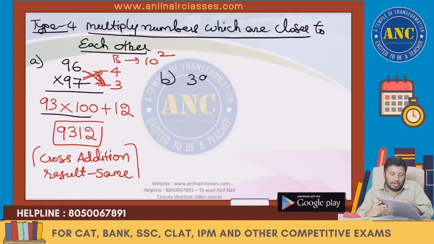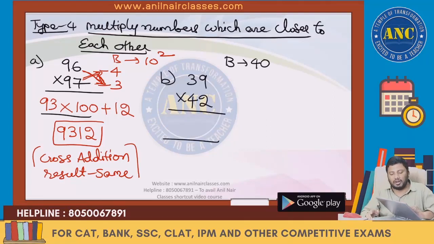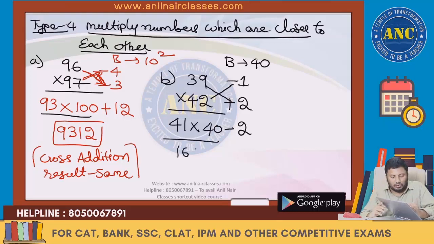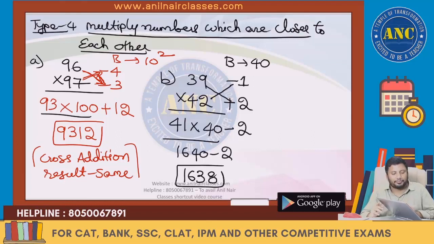Next one, 39 into 42. Both numbers are nearer to a multiple of 10, which is 40. 39 is 1 less than 40. 42 is 2 more than 40. Cross addition gives 41. Into base, which is 40, is 1640. Minus into plus is minus. 2 ones are 2. 1640 minus 2. The answer is 1638.